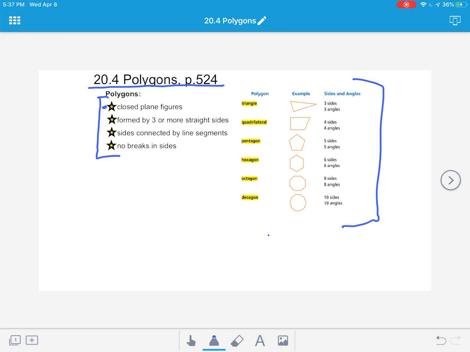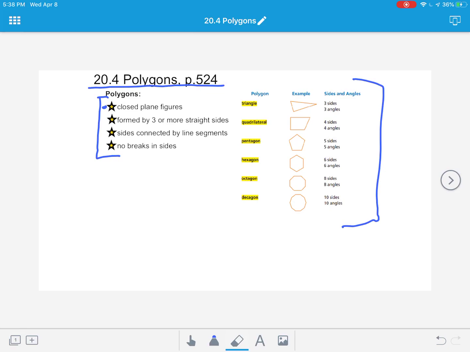So polygons have to be closed. That means they don't have any gaps in their lines. For example, if I was trying to draw a triangle, but I drew it like this, do you see how I have this gap right here? A polygon has to be a closed shape, so it can have no openings whatsoever. Also, a polygon is made by 3 or more lines, and the lines are straight. That's an important thing to remember.